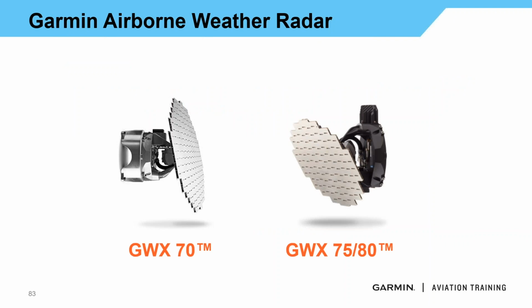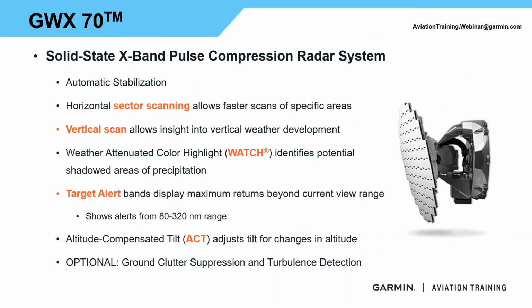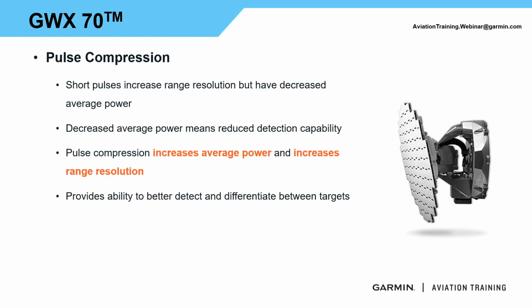Let's look at the GWX 70 and 75 and 80. So it's a solid state X-band pulse compression radar system. It does horizontal sector scanning. So if you want to limit the horizontal scan to go a little bit faster, you can. Vertical scans, we have the weather attenuated color highlight. Target alert bands, which are nice, telling us what might be beyond the actual range of the antenna that we have displayed. And then altitude compensated tilt, we'll talk a little bit about. And then we have our optional ground clutter suppression and turbulence detection.